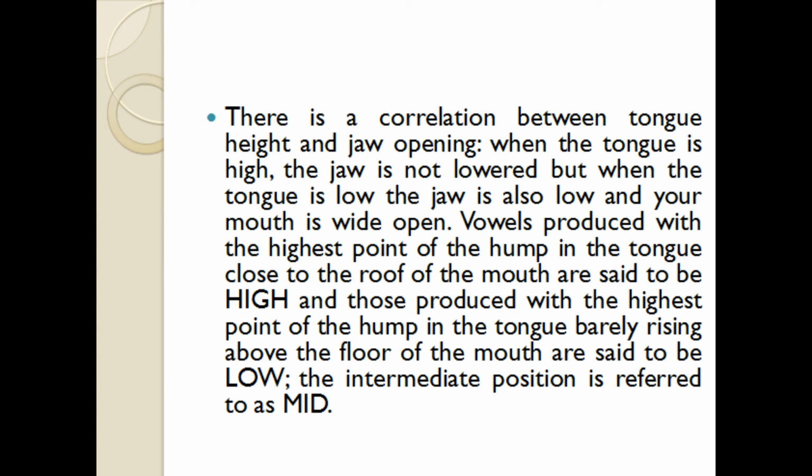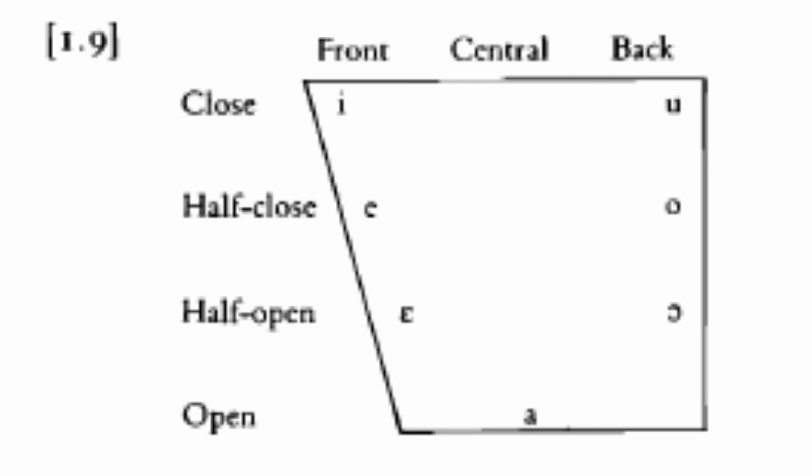There is a correlation between the tongue height and the jaw opening, and that depends on which sounds we are trying to produce. If the tongue is high and the jaw is not lowered, and the mouth is wide open, vowels are produced like ah or o. Vowels produced with the highest point of the hump in the tongue close to the roof of the mouth are said to be high, and those produced with the highest point of the hump in the back barely rising above the floor of the mouth are said to be low.